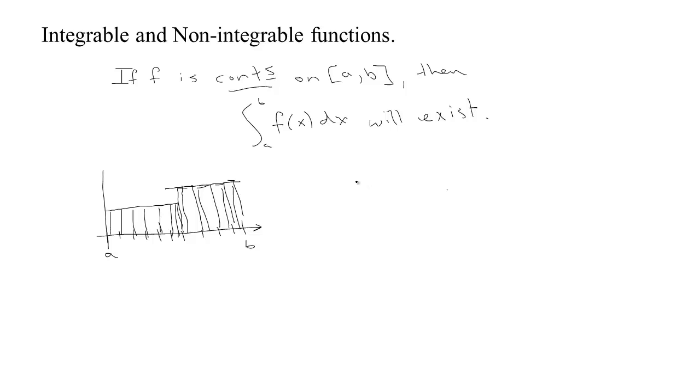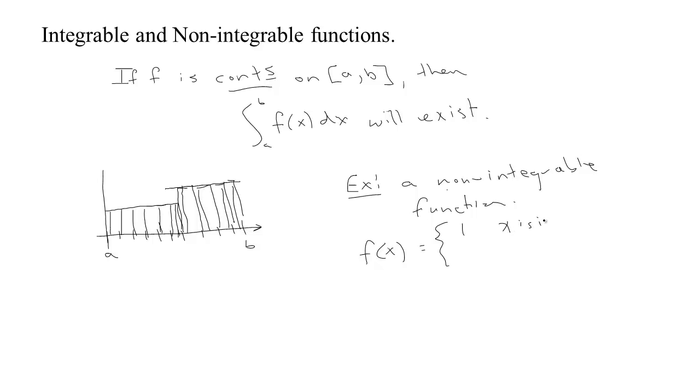Here's an example of a function that is not integrable. We have an example of a non-integrable function. We take this function and we give it a whole lot of discontinuities. What we'll do is we'll say that the function will be 1 if x is irrational, and it'll be 0 if x is rational. Okay, so we have a function, sometimes this is called the salt and pepper function.